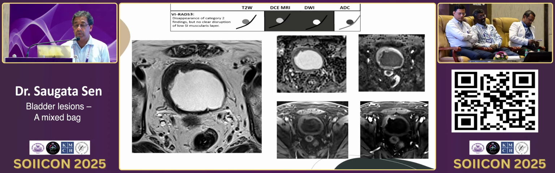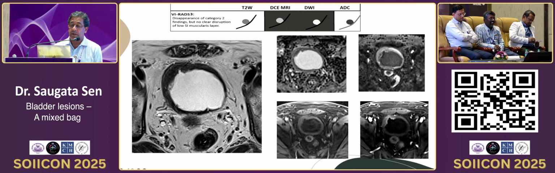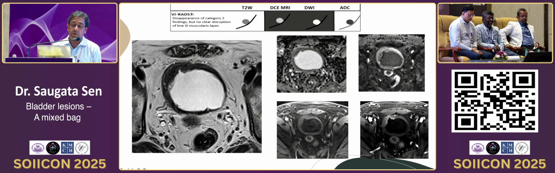The 3 is the one which is a problem. So here is another case where you can see the tumor. You can see the tumor over here and you can see there is a thin line around it. You can see a thin line around over here. We are not too sure whether the muscle is involved or not.